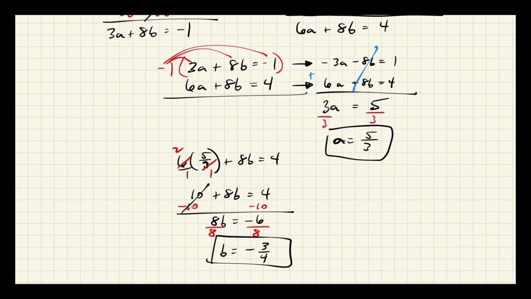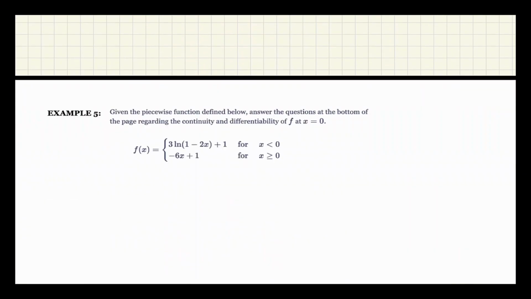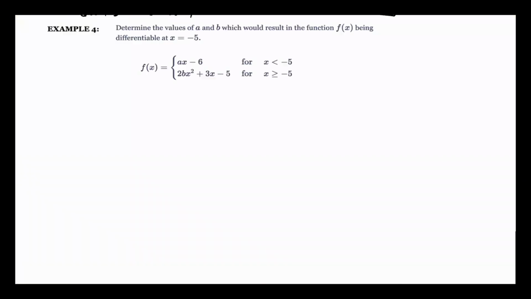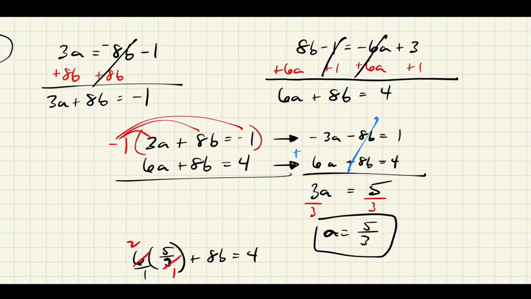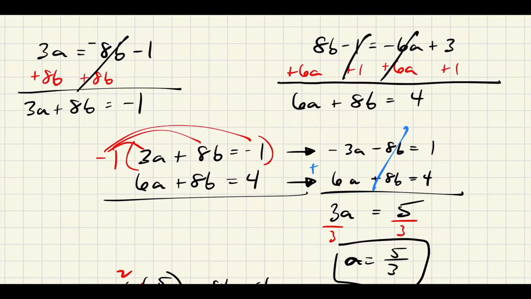Okay, so we're not going to finish the last problem, because we have other practice problems that I want to do. But this one right here, number 4, what I want you to do is get your 2 equations like I did. I got 3a plus 8b equals negative 1, 6a plus 8b equals 4. I want you to do that, and then we'll finish it tomorrow.